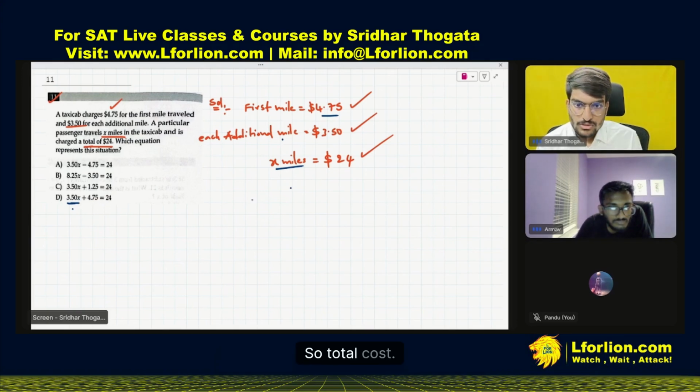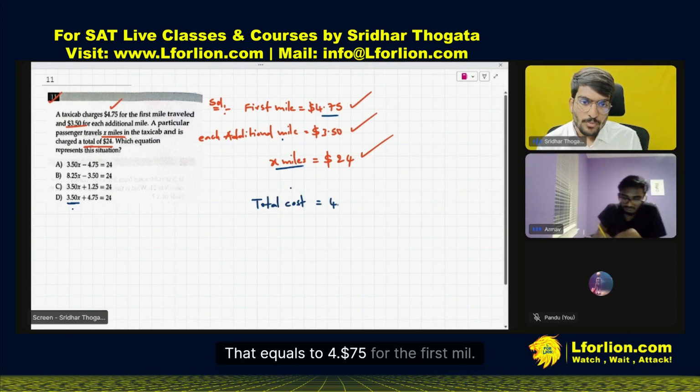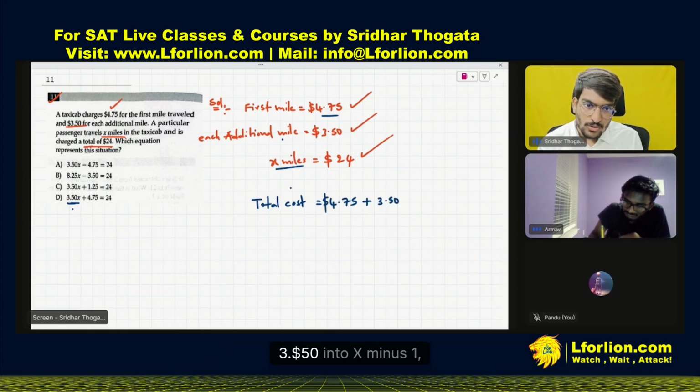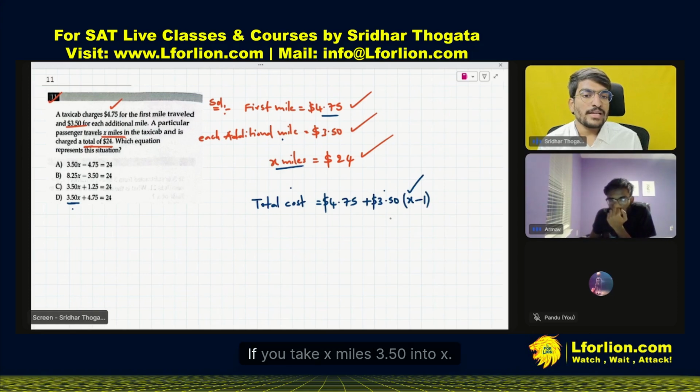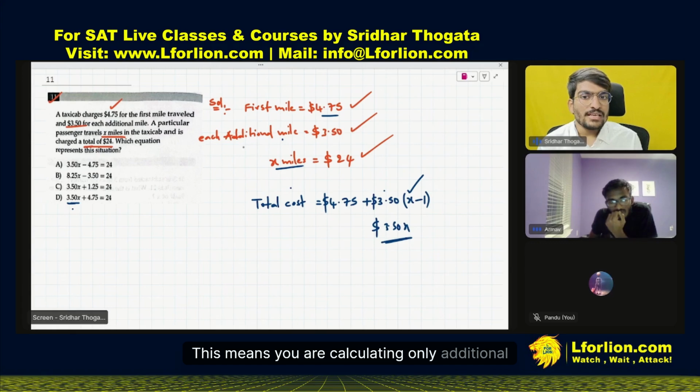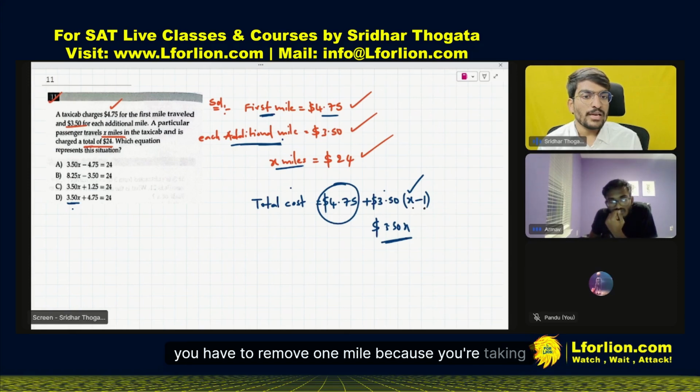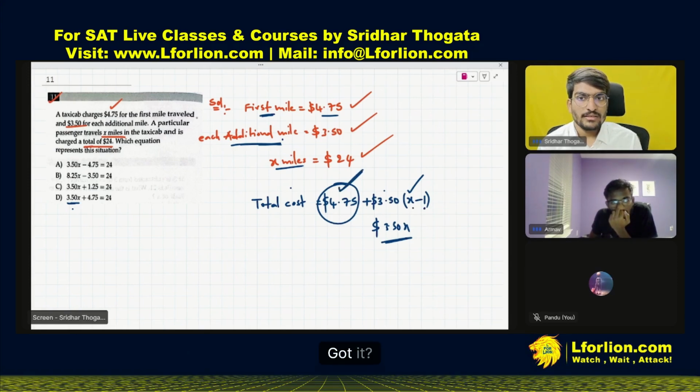Let me solve it. Just watch. Total cost equals $4.75 for the first mile, plus $3.50 into X minus 1. This is the first mile, and then 3.50 for the rest. You can't take X miles. Why? If you take 3.50 into X, you are calculating only additional miles, not the first mile. If you calculate the first mile, you have to remove 1 mile from X, because you're already taking 1 mile separately. Got it?